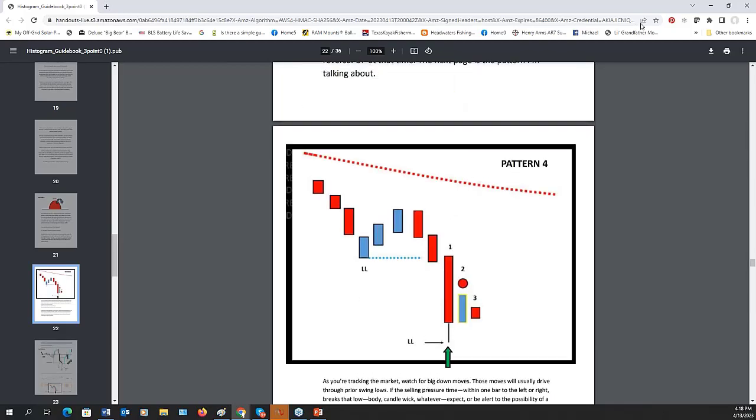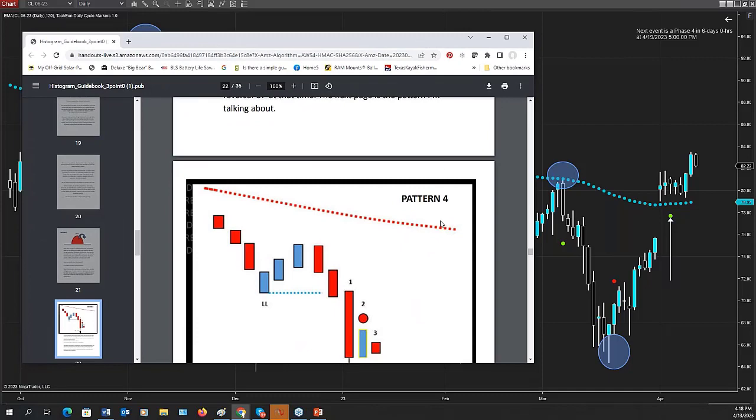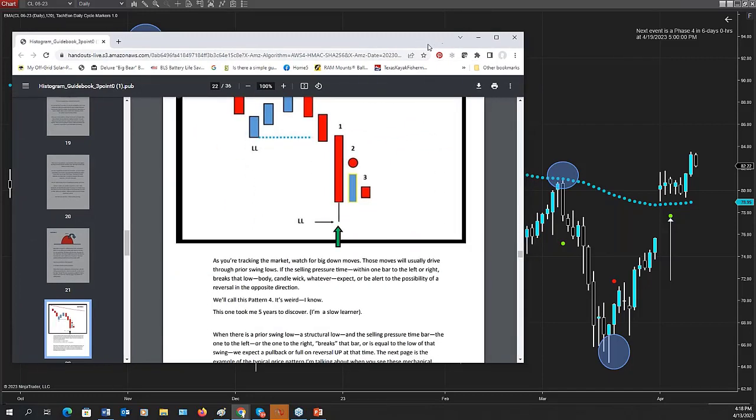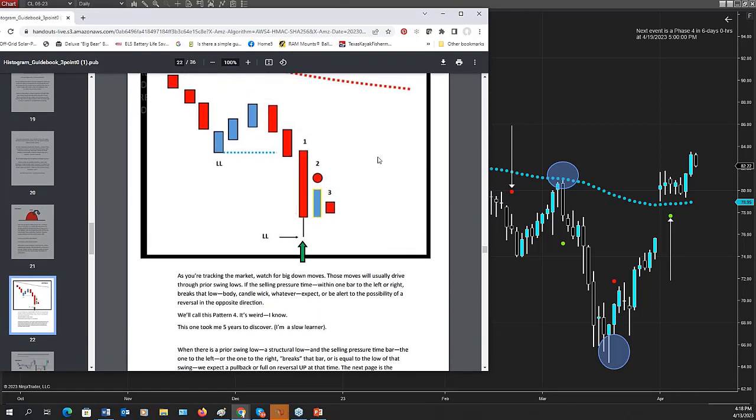If we look at the chart, you'll notice that the diagram here on the left side of the computer monitor matches identically with what took place on March 20th.